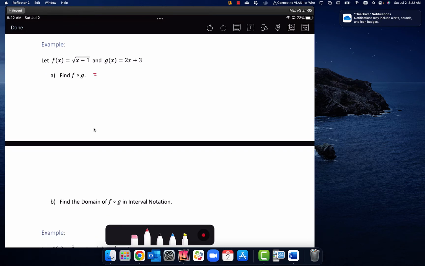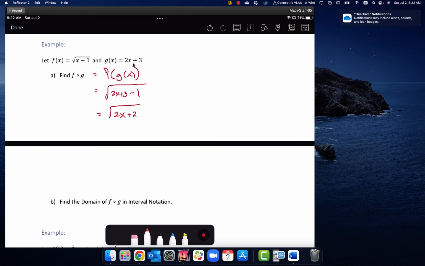So f of g, again, I like to rewrite it as f of g just to help me see which one is on the inside and which one's on the outside. So f is the outer function, so we have the square root of something minus 1. That x we're replacing with g, which in this case is 2x plus 3. And so we get the square root of 2x plus 2.